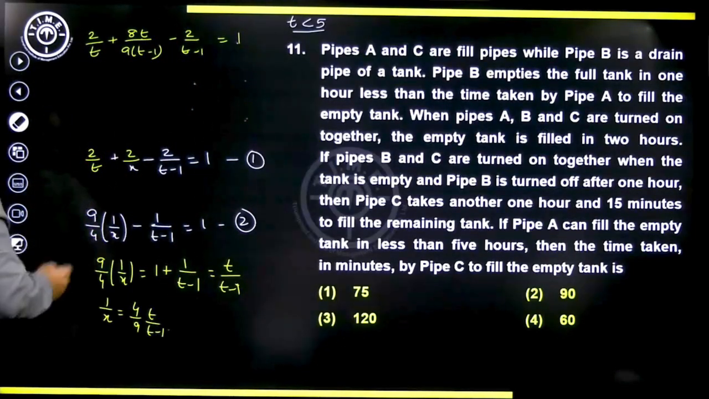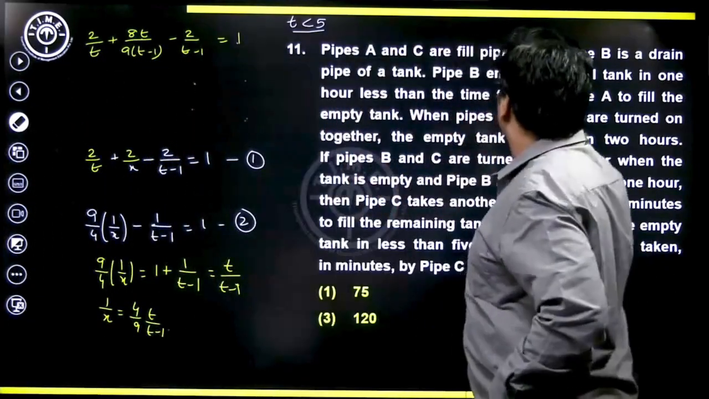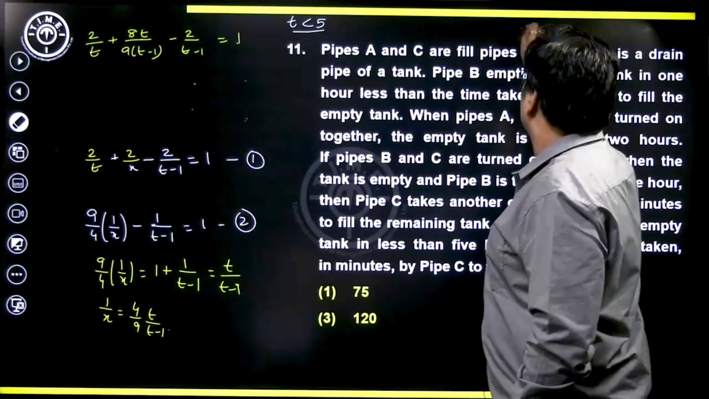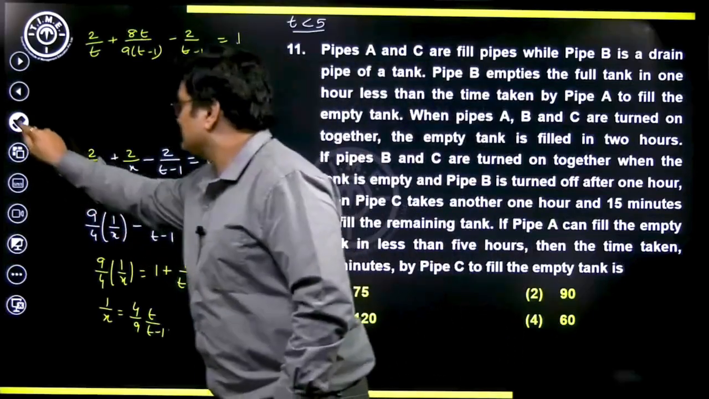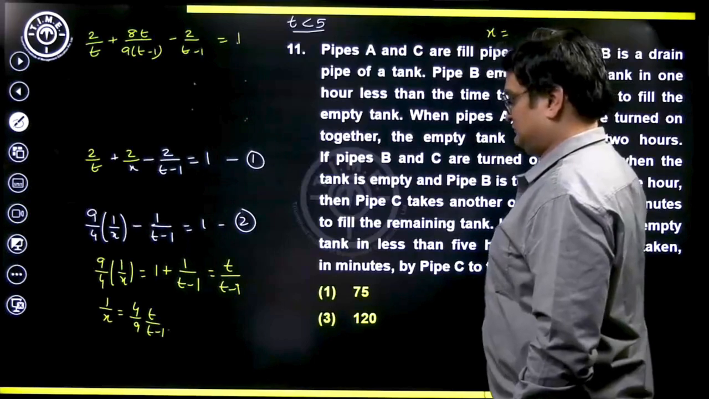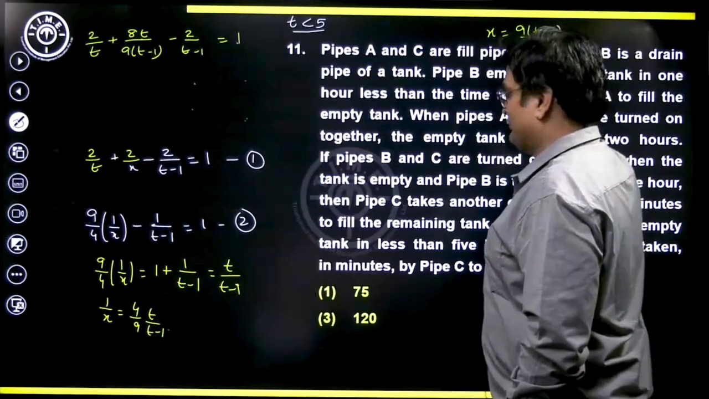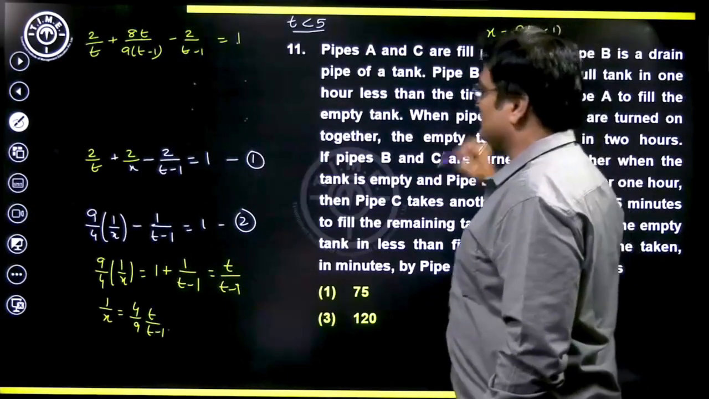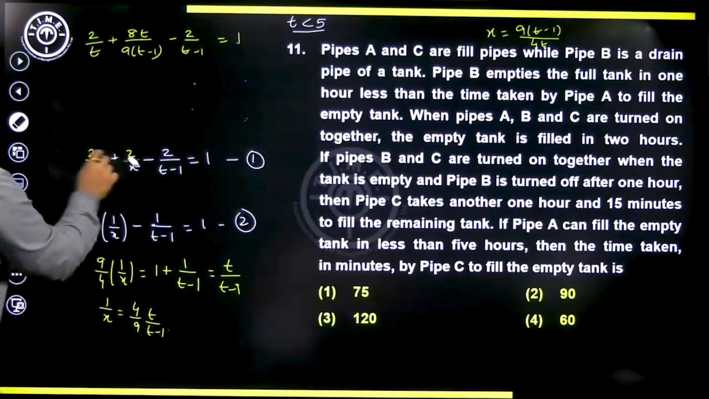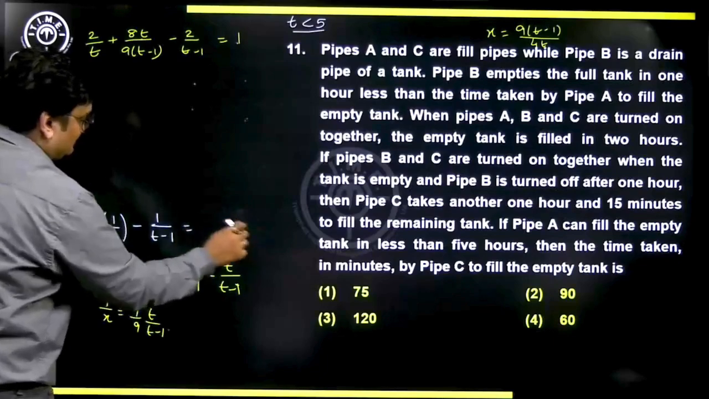So maybe I'll put the value of X here, somewhere I'll write it down. Since we want the value of X only, can I write X as X will be equal to 9 into T minus 1 by 4 into T. We'll use that. I'll just clean all of it. Now let's try to solve the above equation.